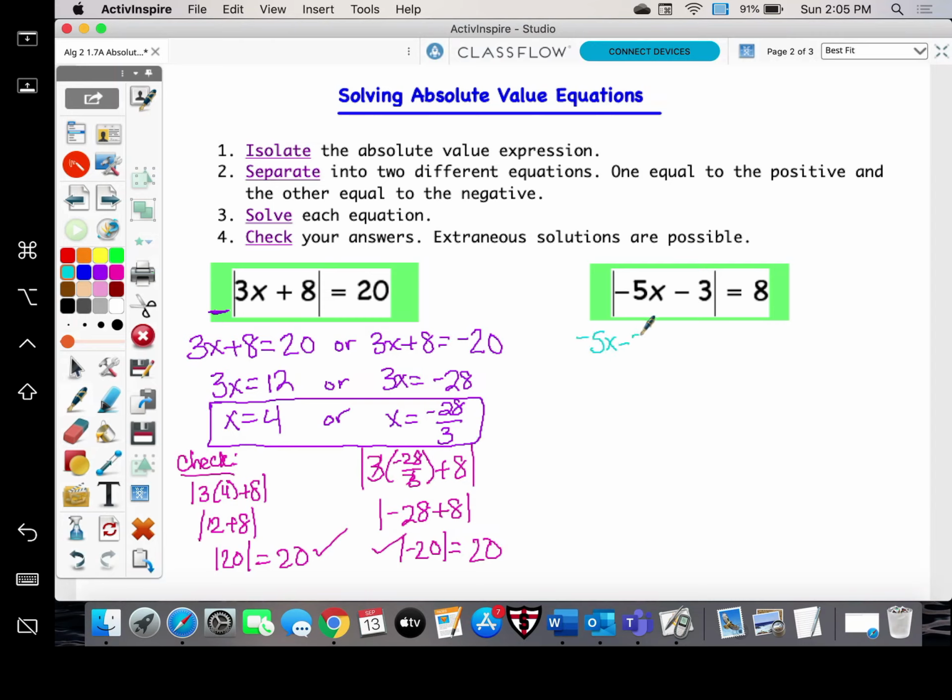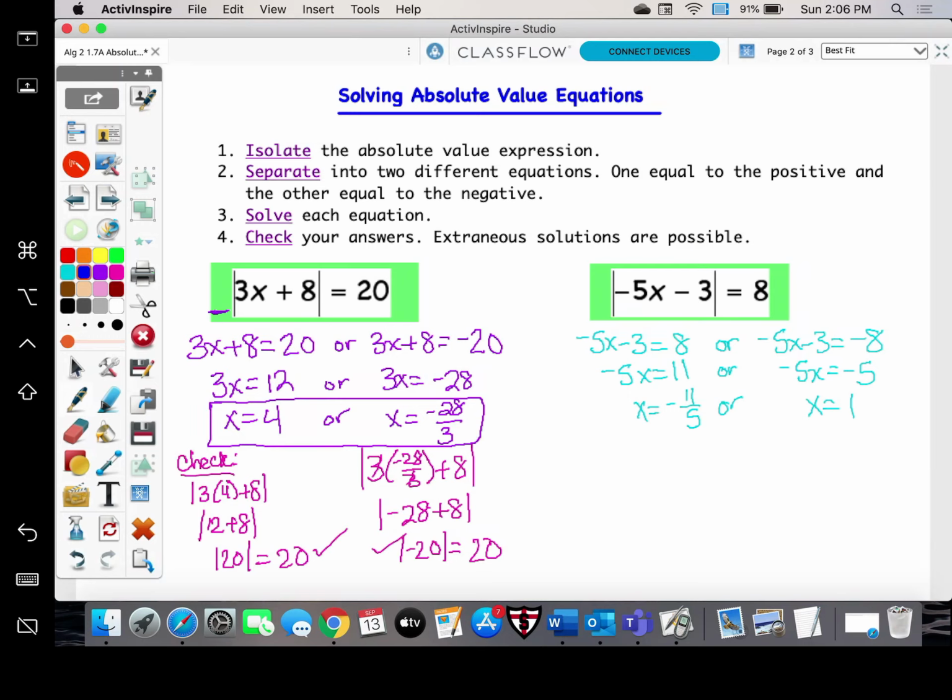So negative 5x minus 3 is equal to 8, or negative 5x minus 3 equals negative 8. And let's solve. So negative 5x equals 11. Again, it doesn't divide evenly, so we're going to leave it as an improper but fully reduced fraction. Over here, I get negative 5x equals 1.